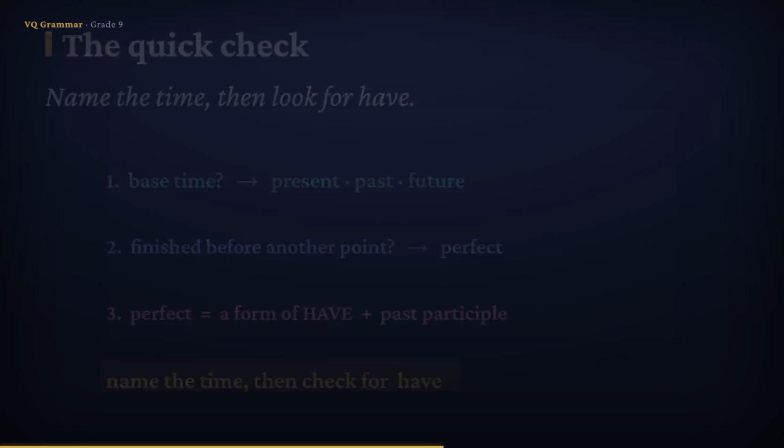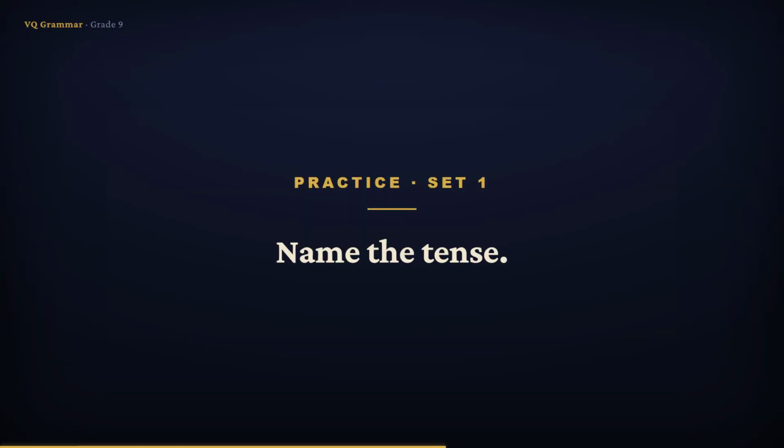Let's practice. Time to practice. In this first set, I'll show you a sentence, and your job is to name the tense of the verb in bold. Run the quick check. Find the base time, then look for a form of have. Pause the video and try each on your own before I reveal the answer.